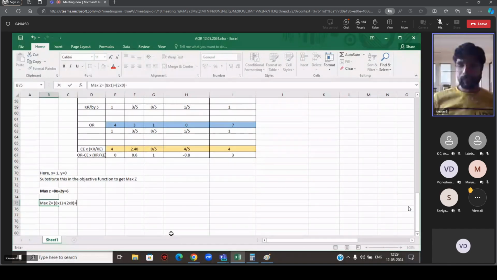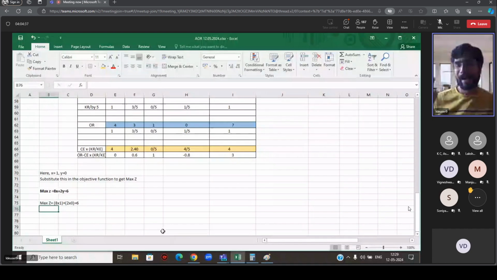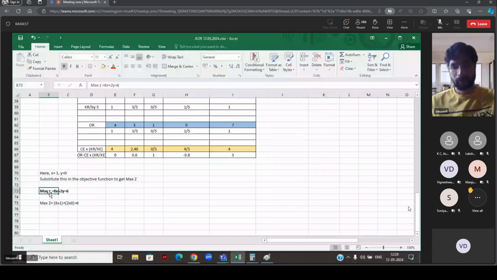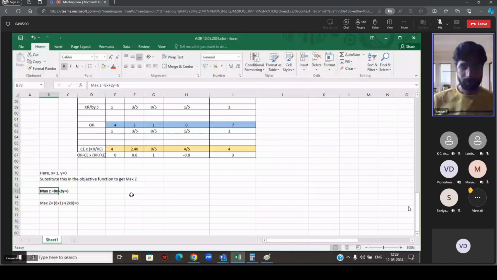See, some objective functions in the simplex method will not have an equal to sign. They will only have the decision variables x and y. Since you have given me this equation, I'm working on this equation, but usually it will not be like that. It will only be like this. That's all. You will not have a constant. But since you have given me a constant, I will work on that constant also.